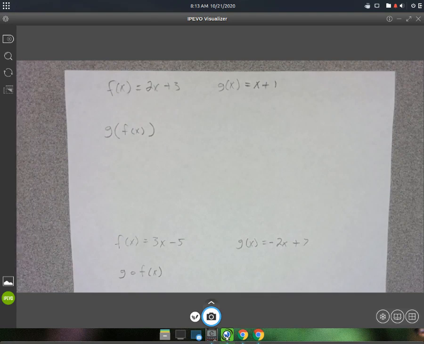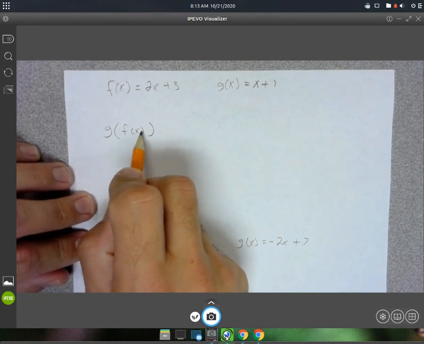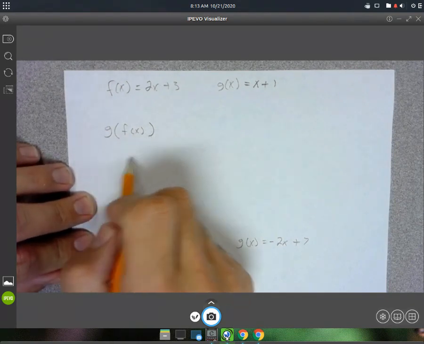All right, so this time we're still doing function composition, where we take something from one function and plug it into another function. But instead of it being a number that you're plugging in, we're going to leave it in terms of x, all right? So we're actually going to take a function and plug it in for another function.